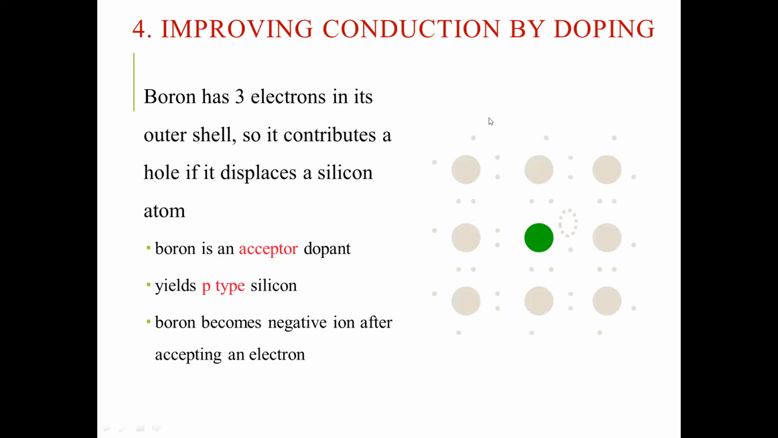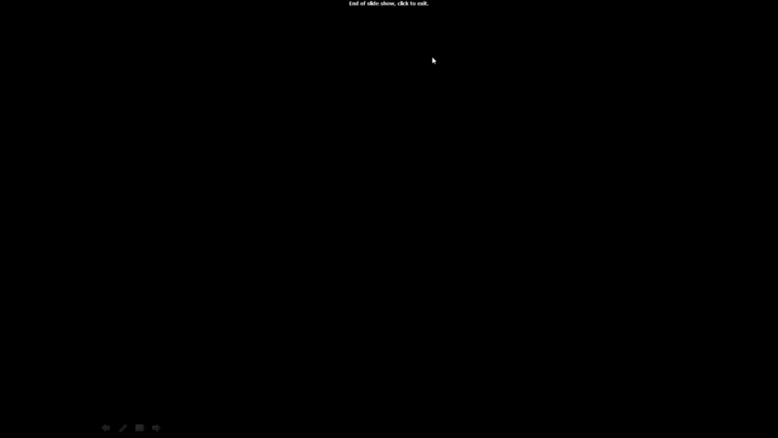In this case, boron has 3 outer electrons. So the 3 from boron will bond to 3 silicon atoms, right? But then it leaves a deficit of an electron, because it should actually contribute 4, but it has contributed only 3. As a result, we have a deficit of an electron, and that deficit is the hole, right? That's how we create that. And because there is a hole, it's p-type, right?